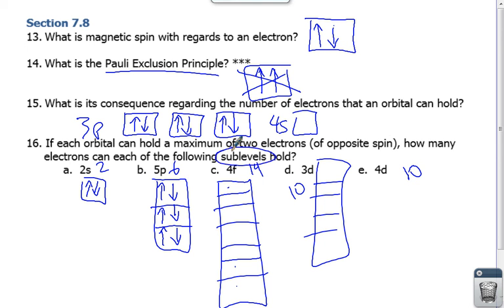Each of the S, P, D, and F sublevels has multiple orbitals. If the question was how many electrons can be in a single 4D orbital, they can only hold 2. An orbital can only hold 2. The sublevel could hold 10, but one orbital inside the sublevel can only hold 2.